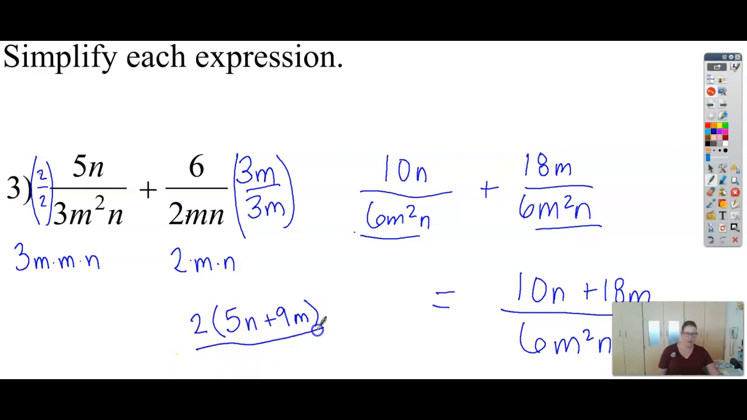And on the bottom, I am going to see that 2 times 3 is 6. And I'm going to cancel the 2's. So here's the simplified subtraction or addition problem. 5n plus 9m over 3m squared n. Okay, so let's try another one.